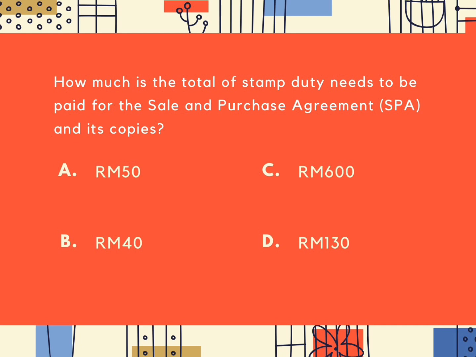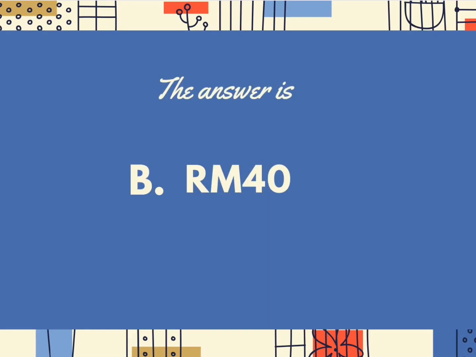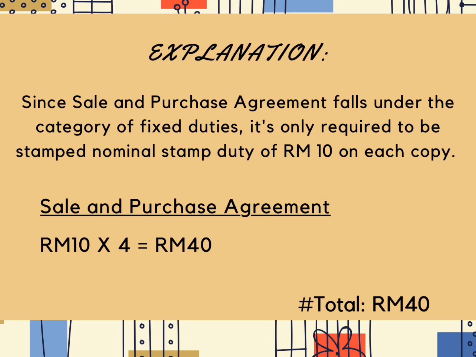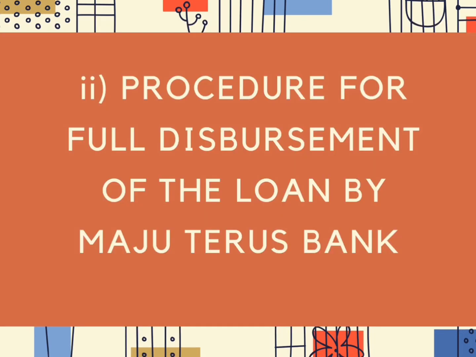Now, let us move on to the stamping for sale and purchase agreement. How much is the total stamp duty that needs to be paid for the sale and purchase agreement and its copies? The answer is B. 40 ringgit Malaysia. Since the sale and purchase agreement falls under the category of fixed duties, it is only required to be stamped with a nominal stamp duty of 10 ringgit Malaysia on each copy. So, 10 ringgit Malaysia will have to be multiplied by 4 and you will get the answer, which is 40 ringgit Malaysia.